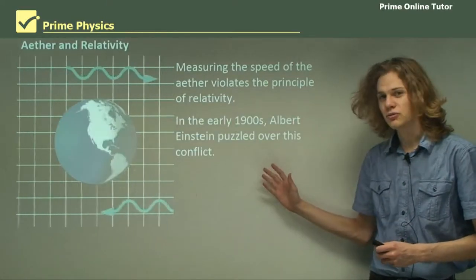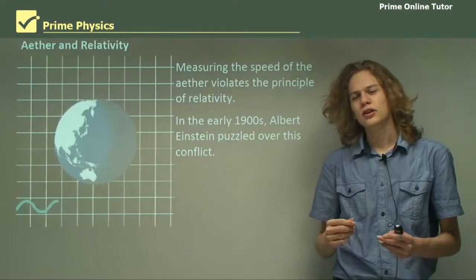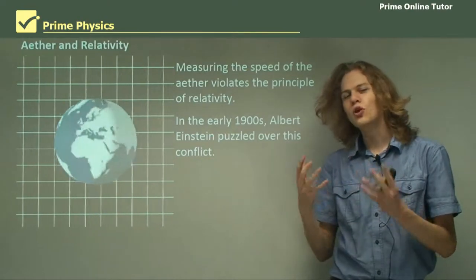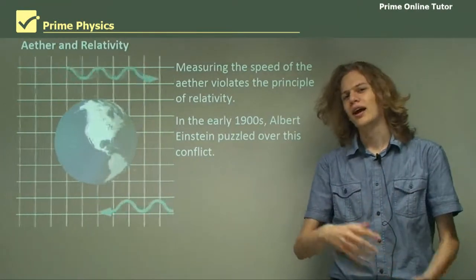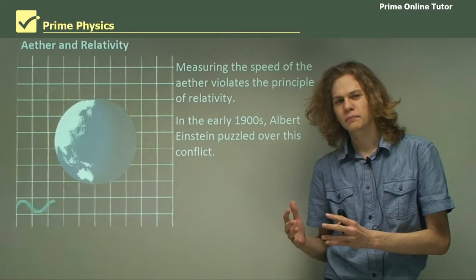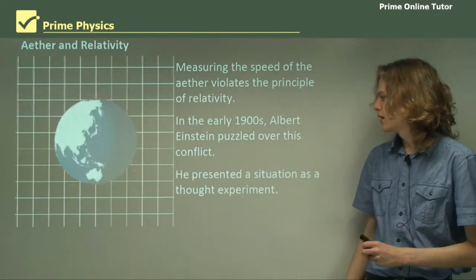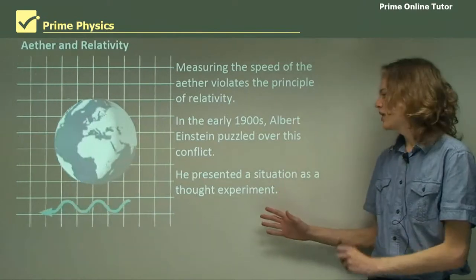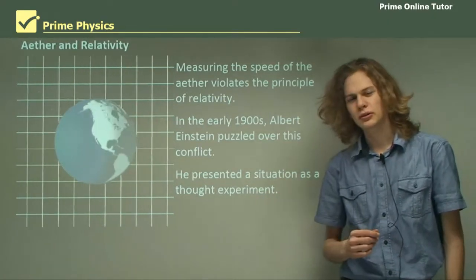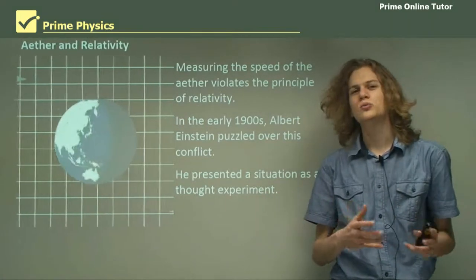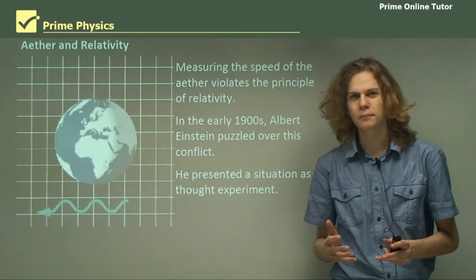So in the early 1900s, Albert Einstein thought about this conflict between ether and the principle of relativity. And in the end, he figured out a way to solve it. First of all, he presented a situation as a thought experiment to prove that the two ideas were completely incompatible with each other.